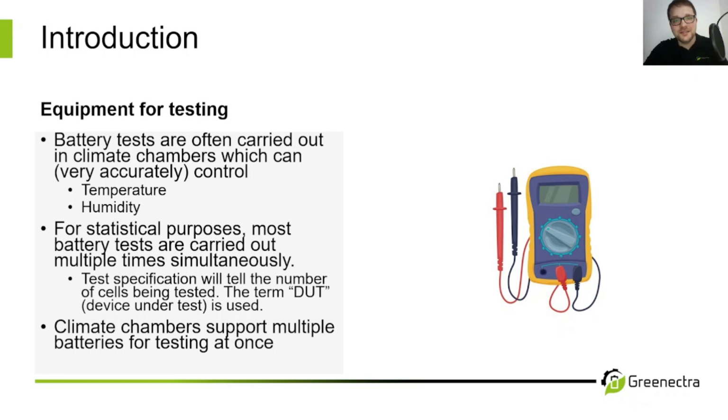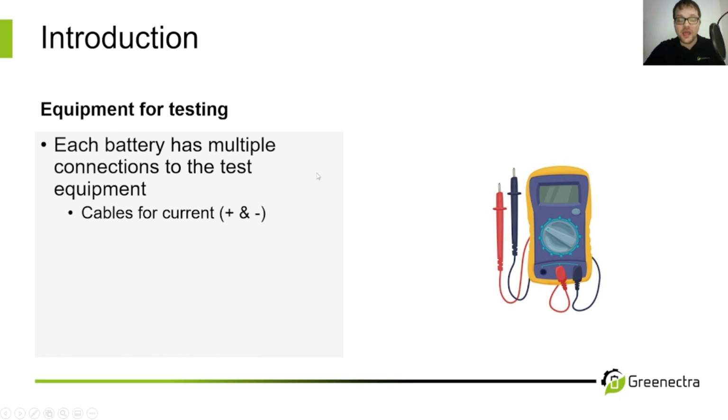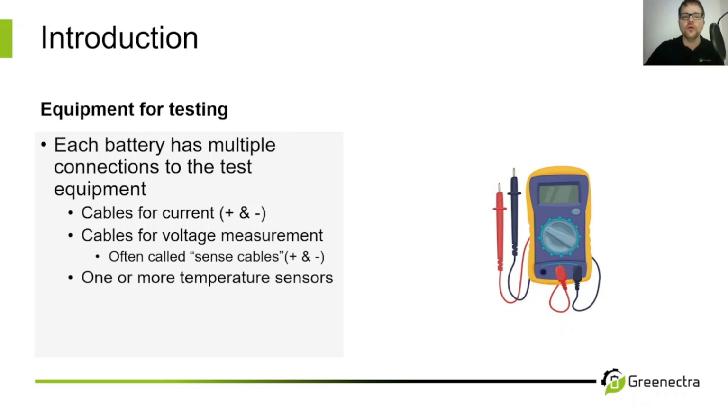Each battery is connected to the battery tester or the testing equipment multiple times. We have cables carrying the current. We have cables for the voltage measurement, which we often call sense cables. And we have one or more temperature sensors. Typical spots for these temperature sensors are the terminals of the battery and the surfaces of the battery. Very often you will find a temperature sensor right in the middle of the largest surface of your battery cell.